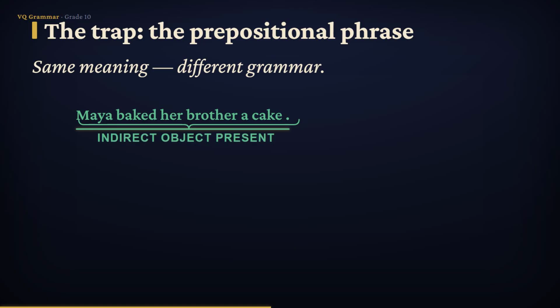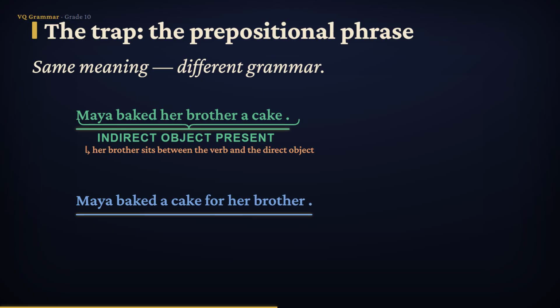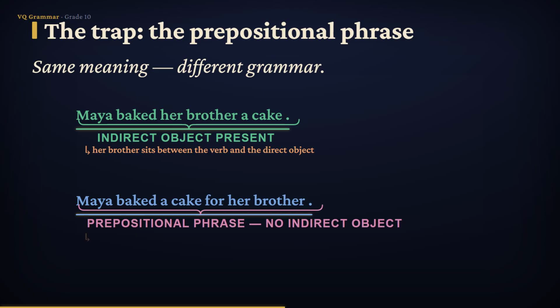Her brother comes between the verb and the direct object, so it is a true indirect object. Now the second. Maya baked a cake for her brother. The meaning is exactly the same, but the grammar is not. Here, the word for is a preposition, and her brother is simply the object of that preposition. It is sitting inside a prepositional phrase, for her brother.